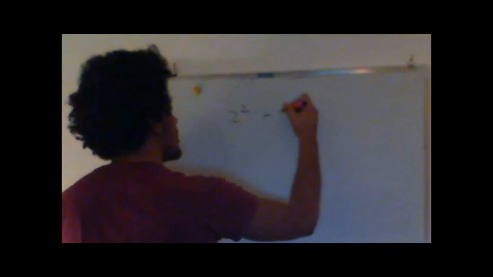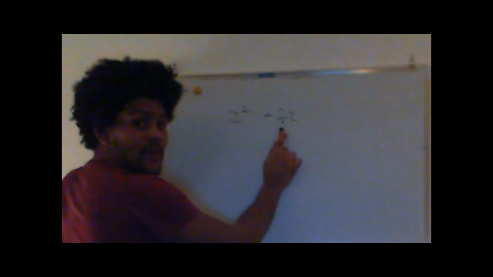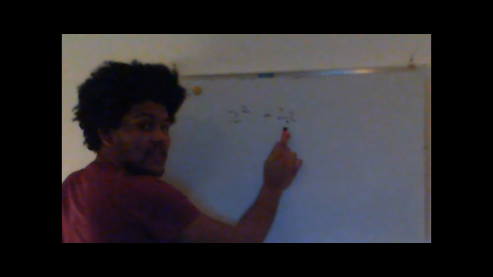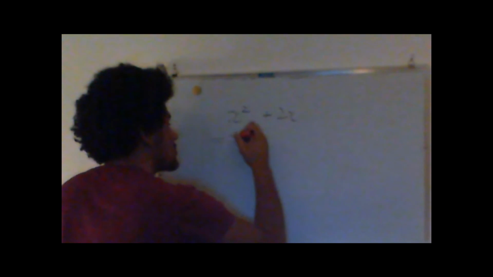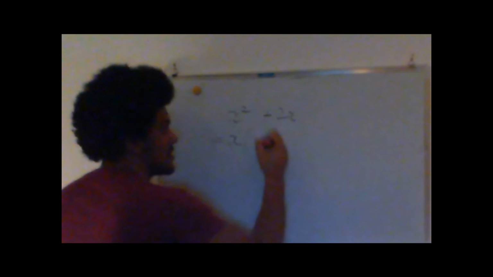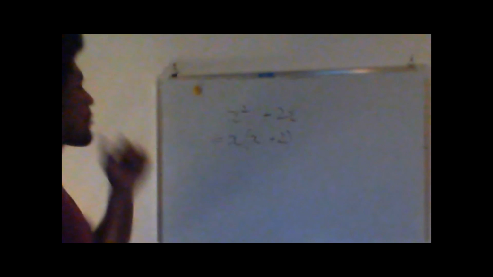Now the common factor doesn't have to just be a number value, the variable itself can also be a common factor. If you imagine you have x squared plus 2x, x squared is x times x, so you have factor x. 2x is 2 times x, so you have a factor x. So this time you can remove the x from the brackets, and you'll get x times (x plus 2) in factorised form.